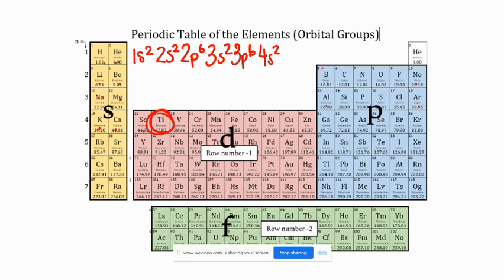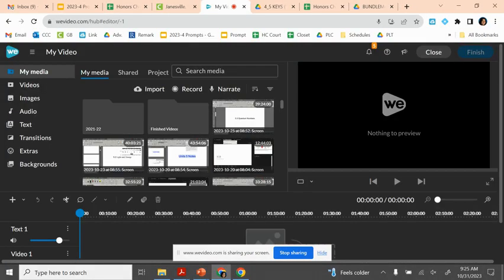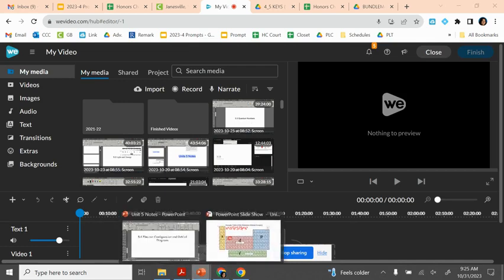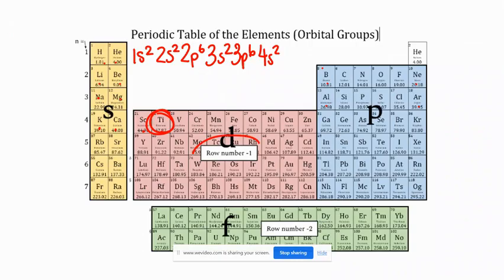This is what for my N value? 3. Because it is period minus 1. Good? So 3d, but I only need 2 electrons to get there, so 3d2.